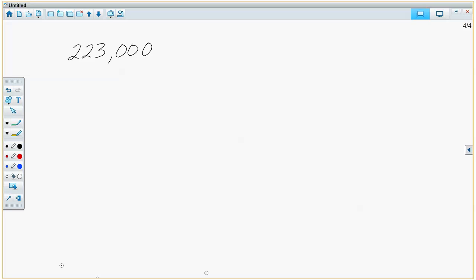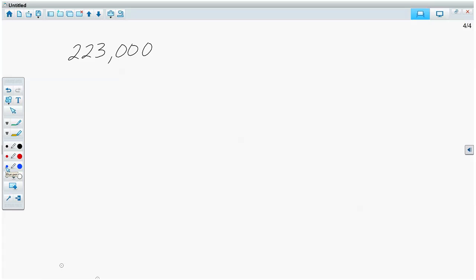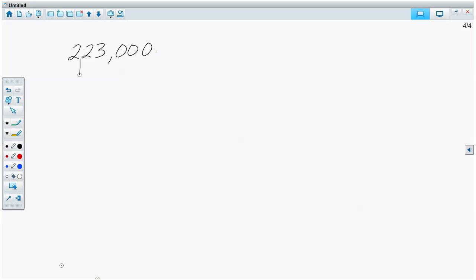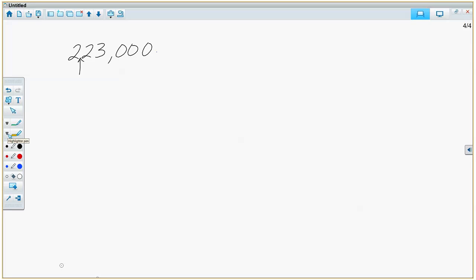Where is the decimal right now? There. Right there. There's the decimal. We need to move it where? Between the twos. Right there. One, 2, 3, 4, 5. So it's 2.23 times 10 to the blank 5.